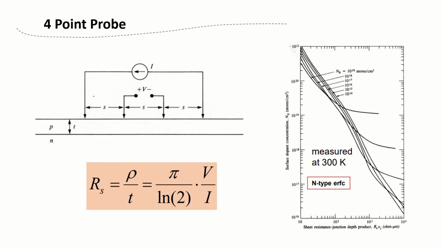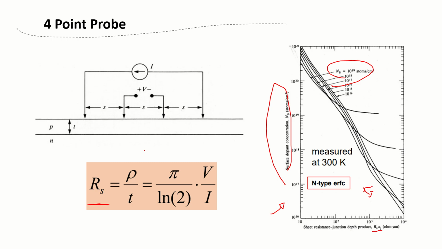And the next thing we're going to talk about is the four-point probe. Here we can measure the sheet resistance, and we need to measure the sheet resistance because we can get some important data from this graph. Here on the x-axis is sheet resistance times Xj, which is the depth of the diffusion. And here is the surface concentration. From those, we can get NB, which is the concentration at location Xj.